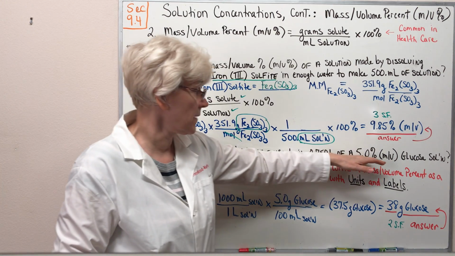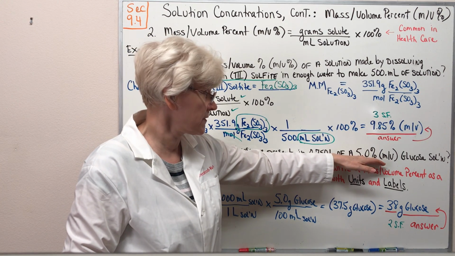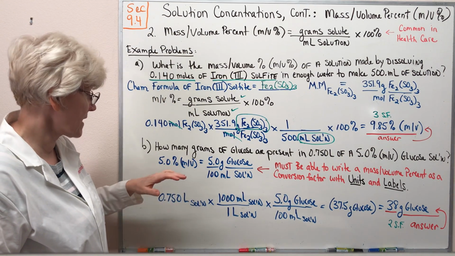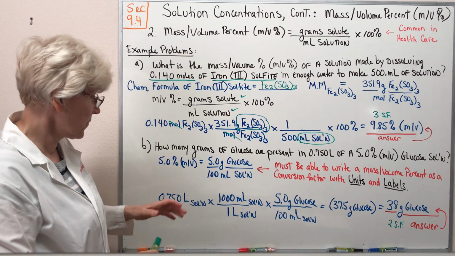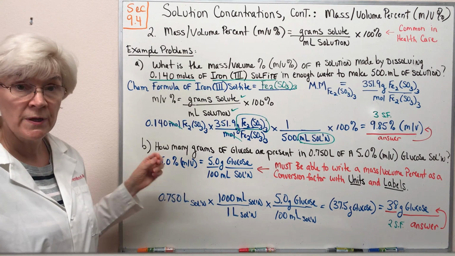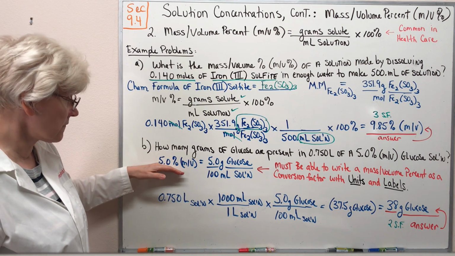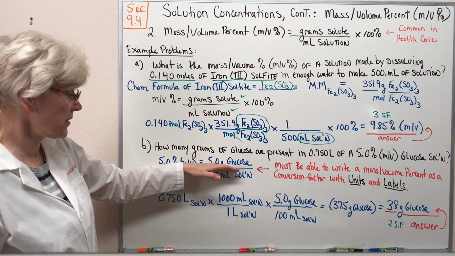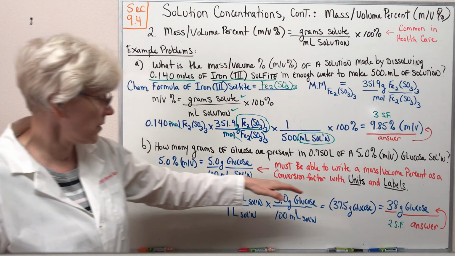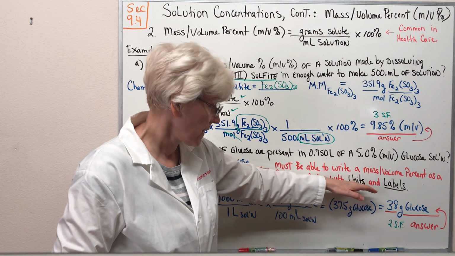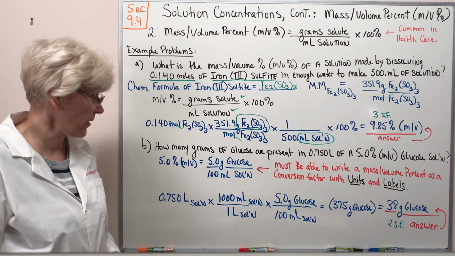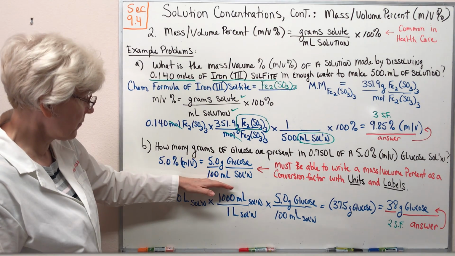The key to this problem is being able to take that mass volume percent and write it as a conversion factor. That is absolutely key to doing this calculation, showing the correct setup. So whenever you're writing a percent as a conversion factor, you take the number and write it over 100. But it is very important that you label properly units and label or identity of what it is that you're referring to. So 5 over 100.